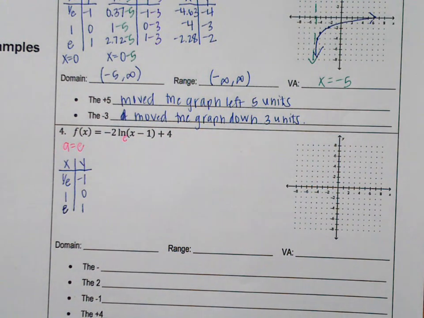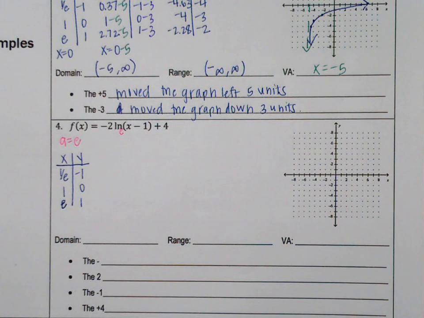Okay, so we have our parent function. Anytime you have ln, your base is e. You can always assume when it's ln, your base is e. So I have my parent function just like I had my parent function on 3. Now I'm going to apply my 4 different transformations to that parent function table.